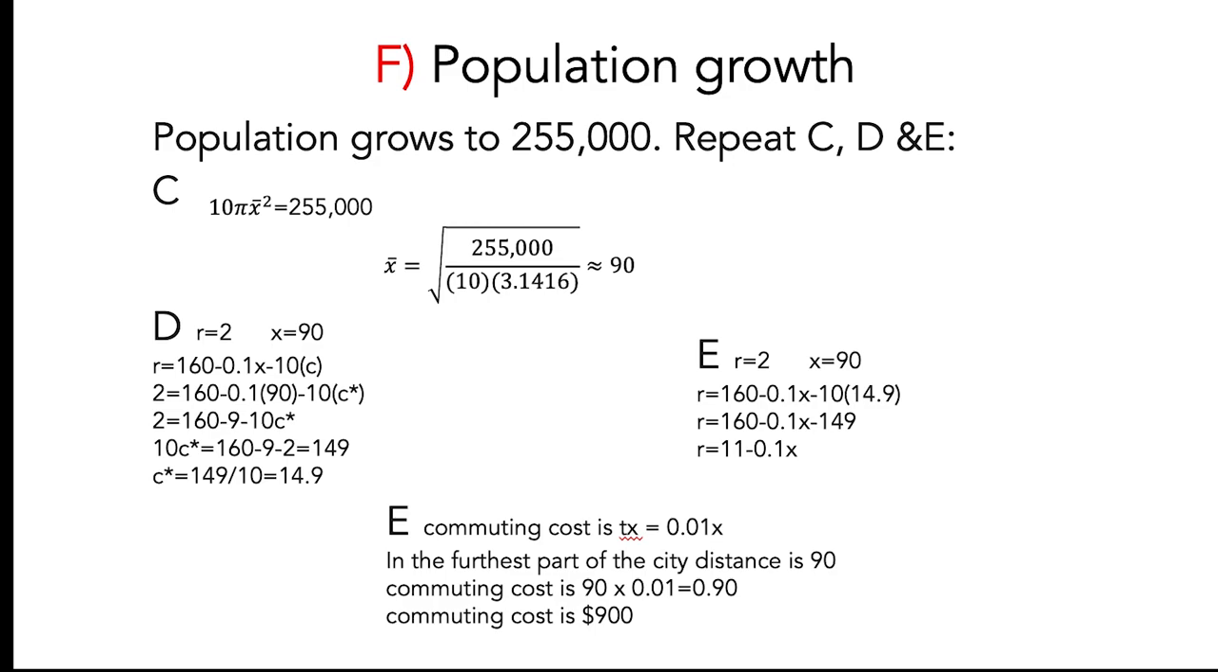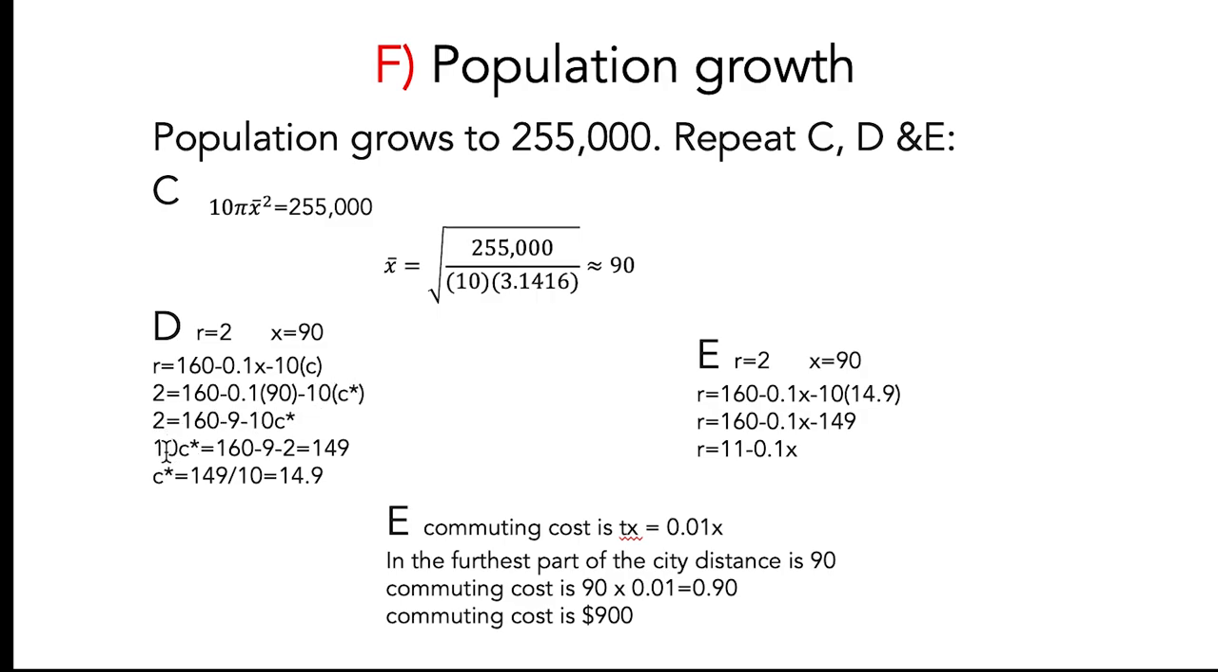D was about finding the size of C star. What is the consumption bundle that would get the rent function to be in equilibrium, equal inside the city as in the agricultural sector? So we know that outside of the city, the land rent is equal to 2. So we substitute: 2 is equal to 160 minus 0.1 times x, and now we know that the x that we need is 90. So we substitute the 90 here, and now we just need to solve for C star.